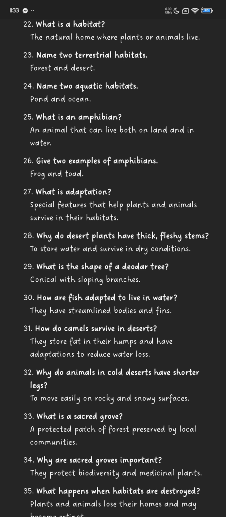How are fish adapted to live in water? They have streamlined bodies and fins. How do camels survive in deserts? They store fat in their humps and have adaptations to reduce water loss. Why do animals in cold deserts have shorter legs? To move easily on rocky and snowy surfaces.